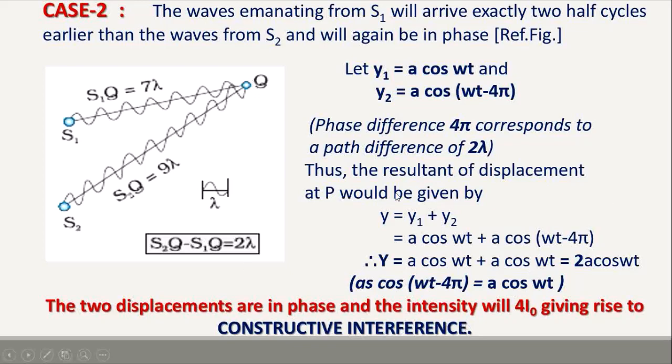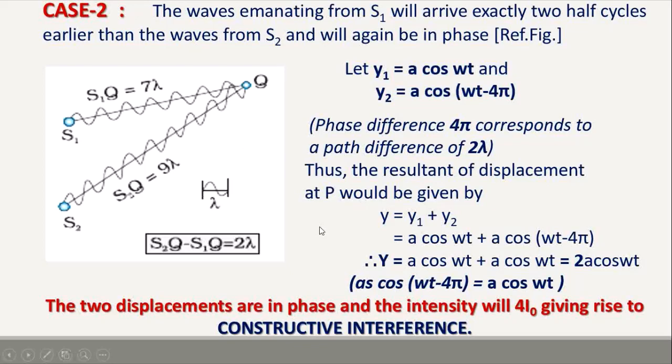So we conclude that whenever the path difference is equal to an integral multiple of lambda, like 1 lambda, 2 lambda, 3 lambda, 4 lambda, and these two waves superimpose at one particular point, there will be a constructive interference and you get a maximum intensity. As usual, maximum intensity is always equal to 4 times the intensity of the individual wave. So this is case 2.